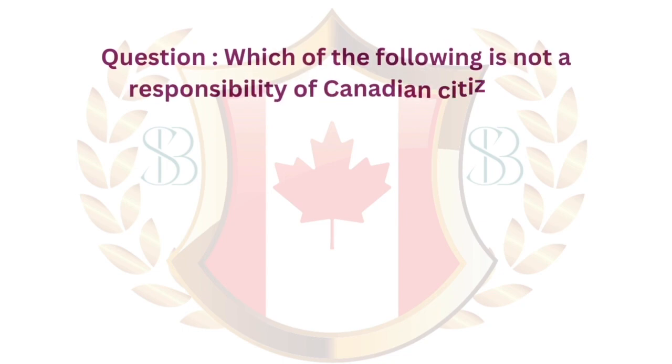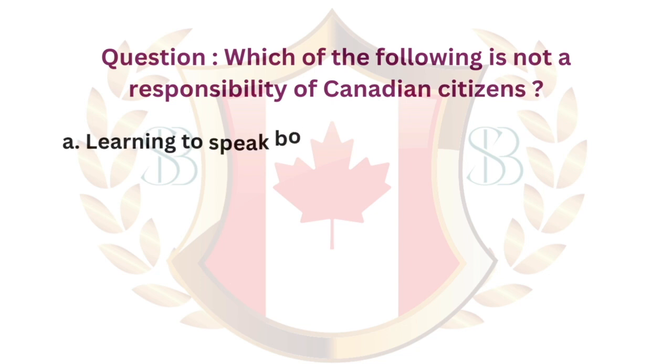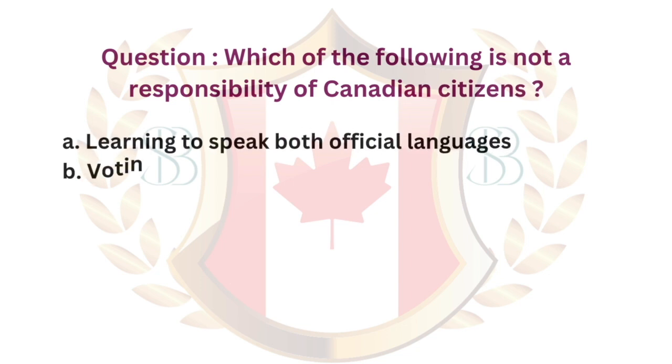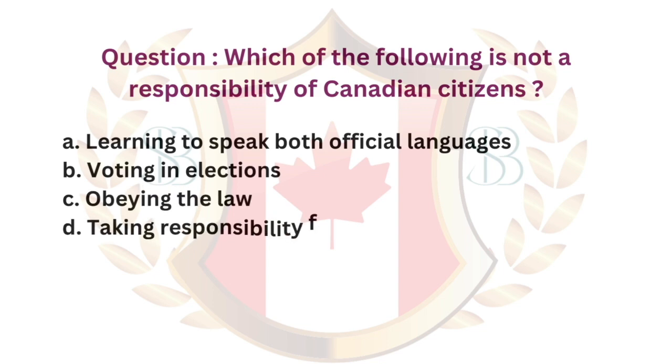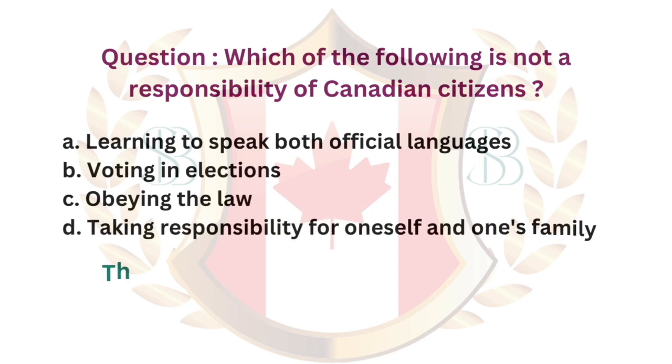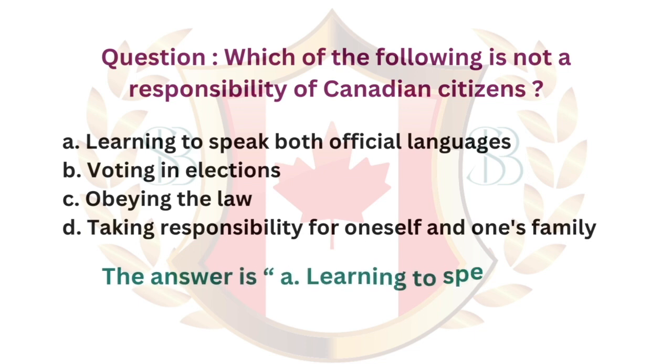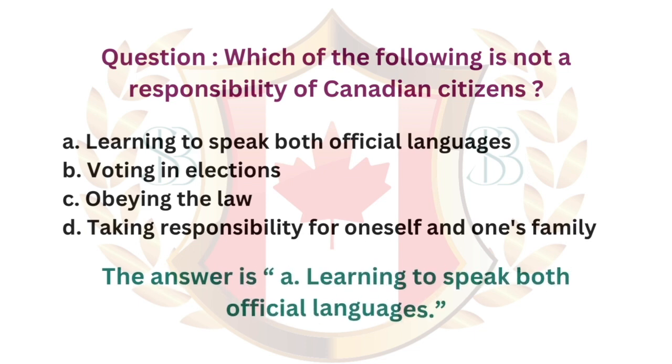Question: Which of the following is not a responsibility of Canadian citizens? A. Learning to speak both official languages. B. Voting in elections. C. Obeying the law. D. Taking responsibility for oneself and one's family. The answer is A. Learning to speak both official languages.